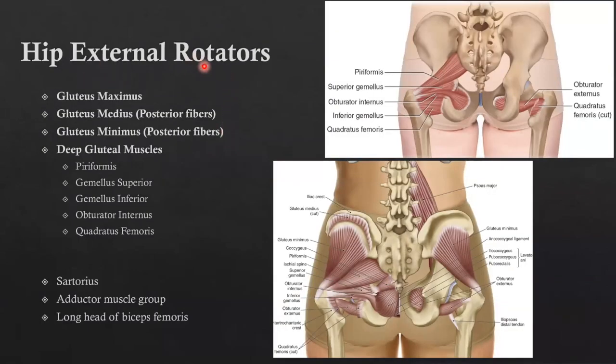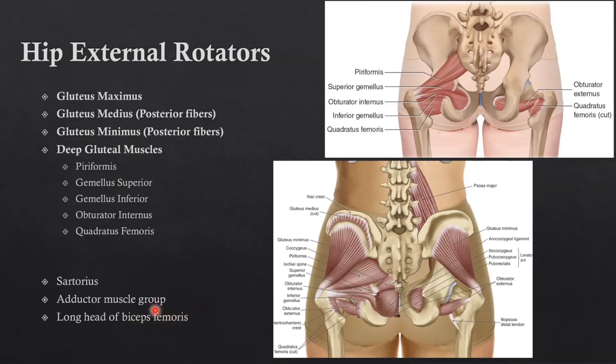For our hip external rotation, it will essentially be our gluteal muscle group, more specifically the gluteus medius and the gluteus minimus group. This would be our posterior fibers. So these are the fibers that are located more so on the posterior aspect, right? Along with our main gluteus group, we also have our deep gluteal muscles that are responsible for external rotation about the hip. I also put down here, obviously, sartorius, the adductor muscle group, and the long head of the biceps femoris will also aid in that hip external rotation action.